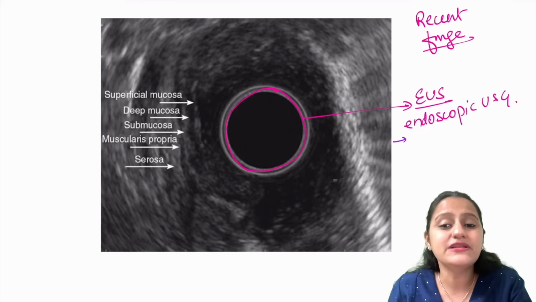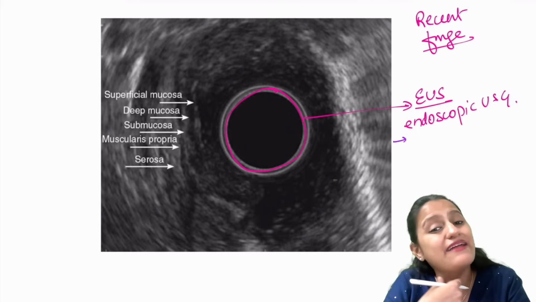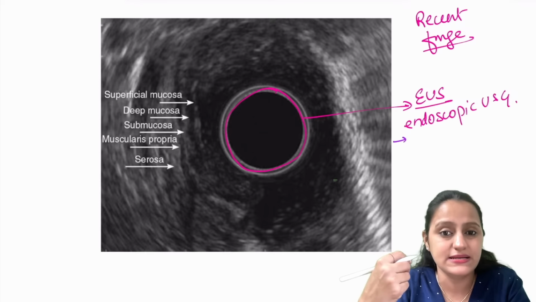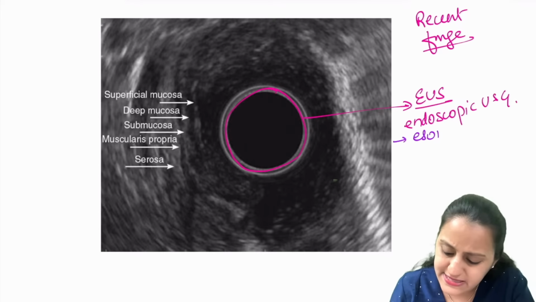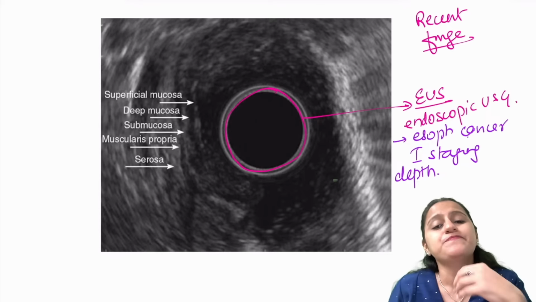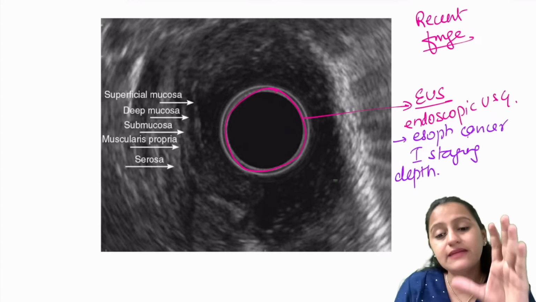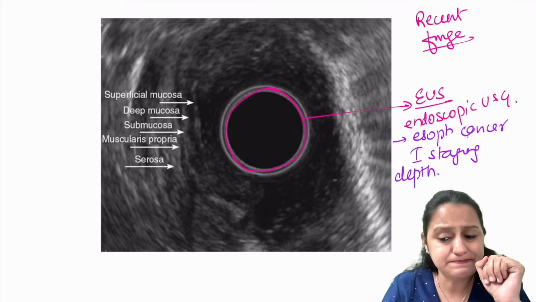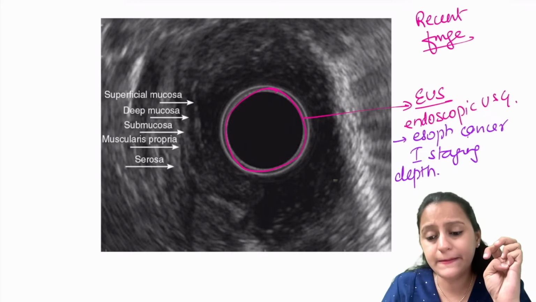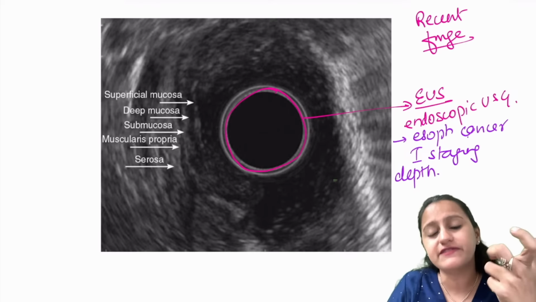The advantage with endoscopic ultrasound is you are going straight into the lumen, and from there you can see the wall very clearly. So it helps you, for example, in esophageal cancer T staging. What do you mean by T staging? The depth of the tumor. Whether the tumor has gone till submucosa, muscle, what layer. It helps you look at that. Okay? Clear with everyone? Right. So basically it helps you in the local staging of esophageal cancer.